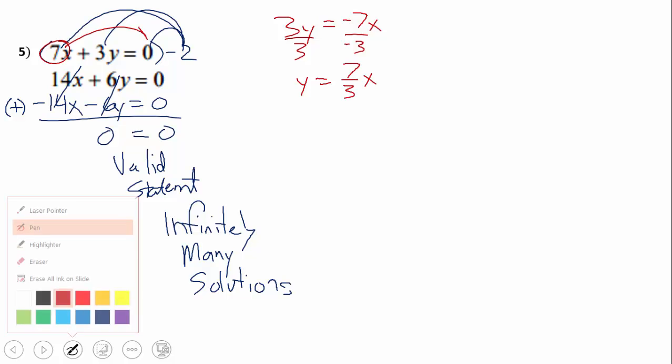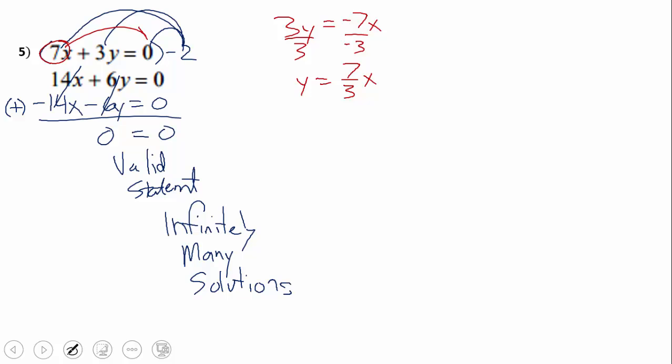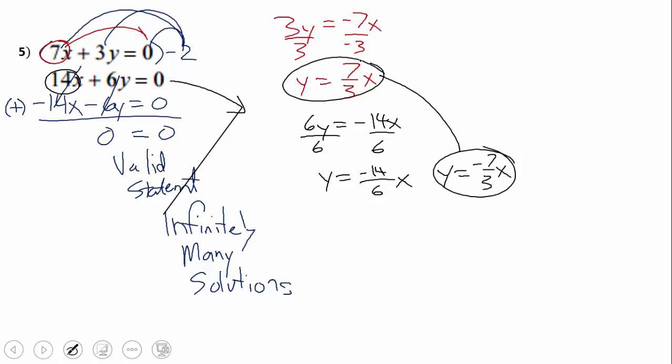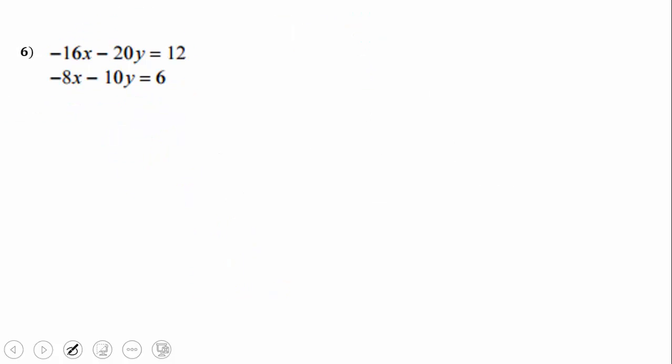Then if I solve the second one for y by moving the 14x over, I would get 6y equals negative 14x. Dividing by 6, y would be equal to negative 14/6 x, which does simplify to y equals negative 7/3 x. And again, I would have the same equation. The same equation, I have a valid statement, I have infinitely many solutions.